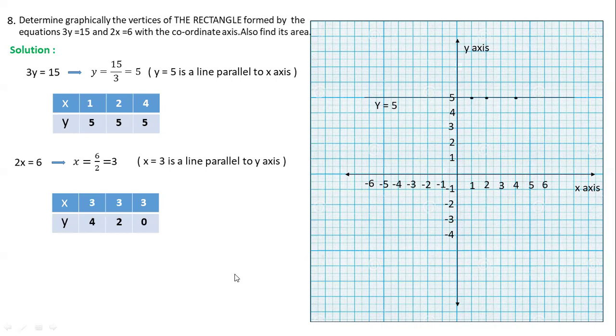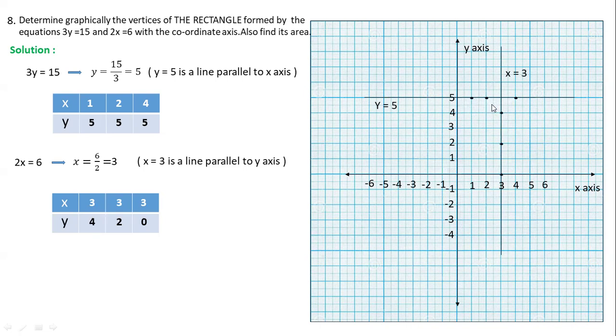Now, x is equal to 3. That is 3, 4. x is 3 and y is 4. Here. x is 3, y is 2. It's here. x is 3, y is 0. It's over here. Join these two. So these two lines have been drawn.